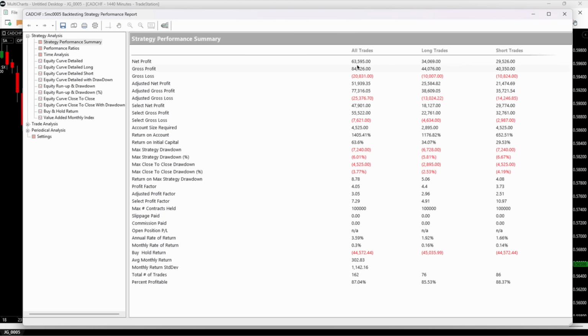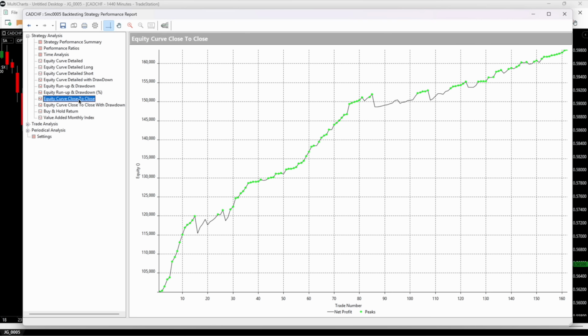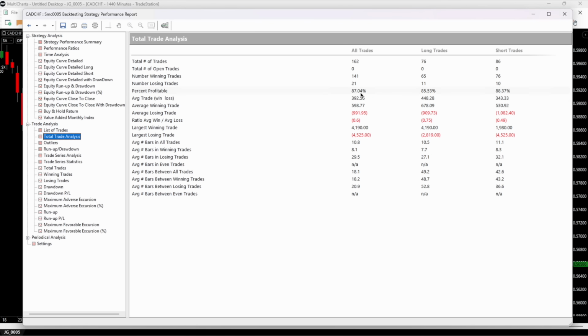Net profit, much more net profit now. We've got 63,000 now. Our equity curve is even smoother. That's really nice. And what about our accuracy? 87%. So that's even better. And our average trade is even much higher. So all round, we can see that those optimized values do work in the in-sample and the out-of-sample data, and they actually work better than what I originally guessed, if you like.